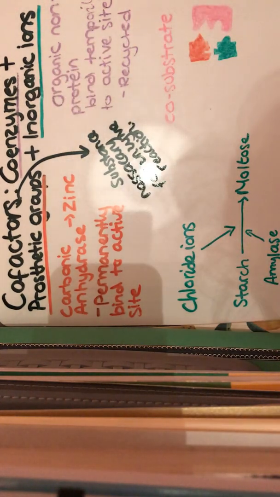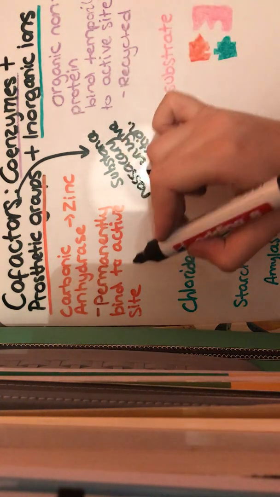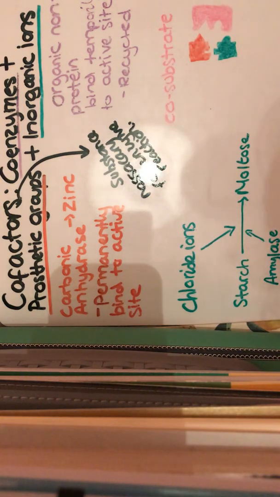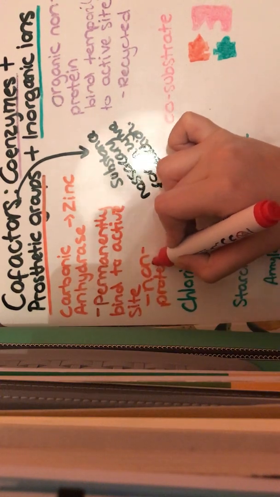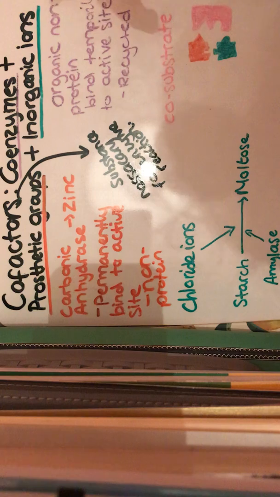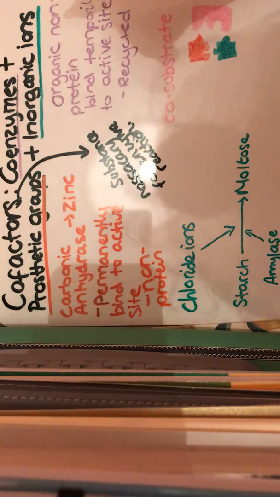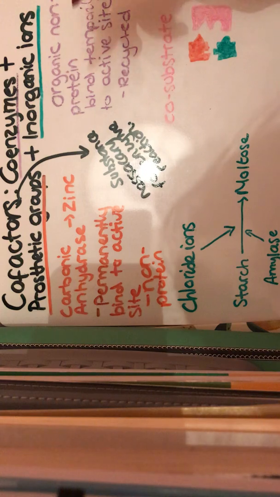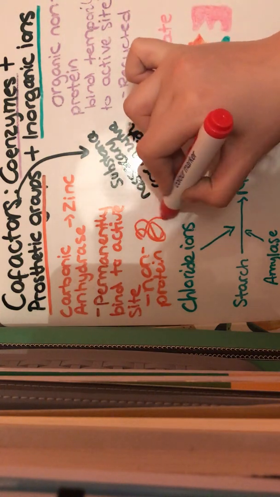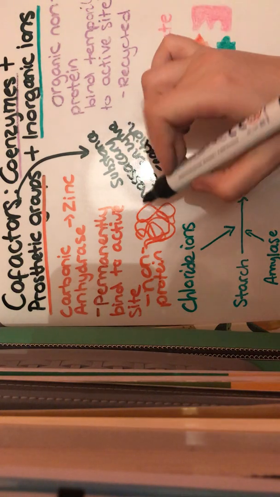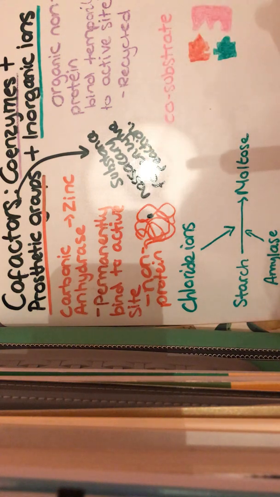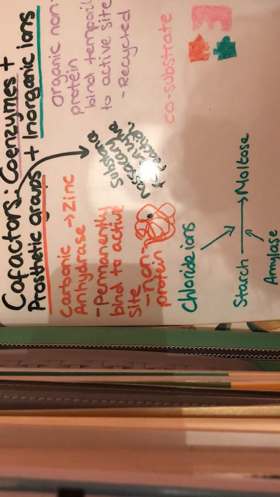So we've got our prosthetic groups, and they're non-protein parts, but they are integral to the shape of the enzyme. So if we've got a tertiary structure, then the prosthetic group would be integral to the structure and it wouldn't have the same shape if it didn't have this prosthetic group.